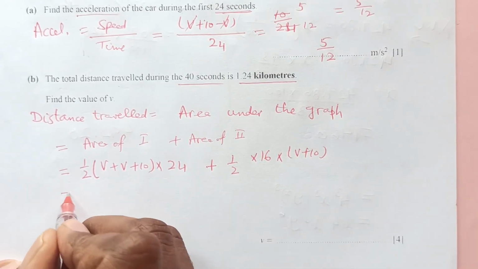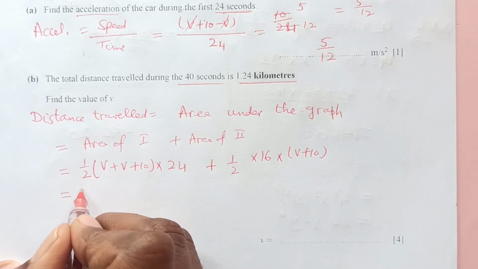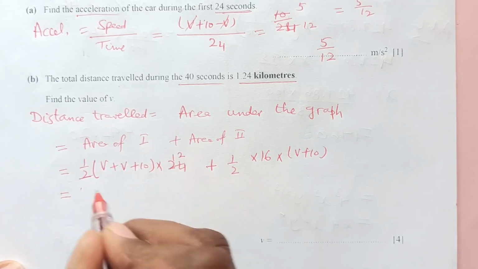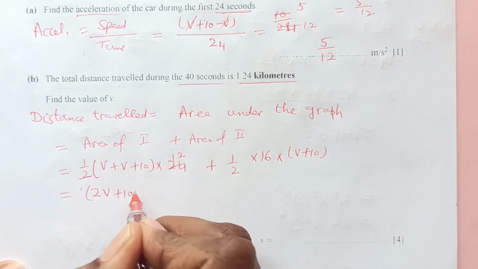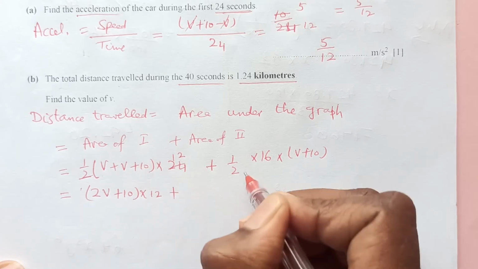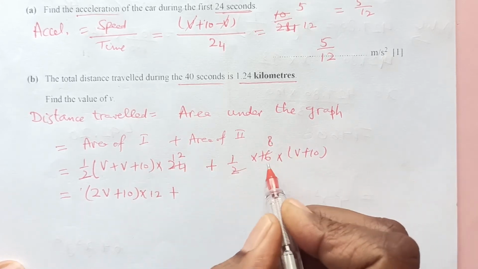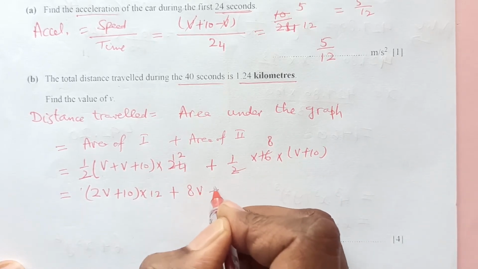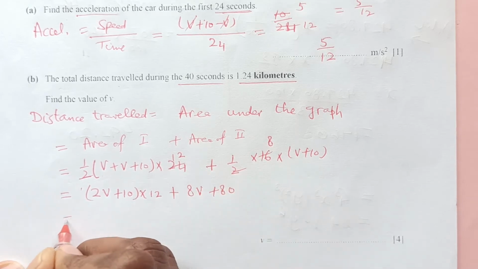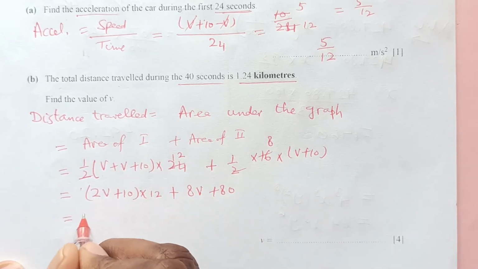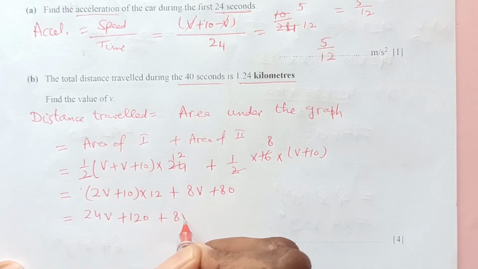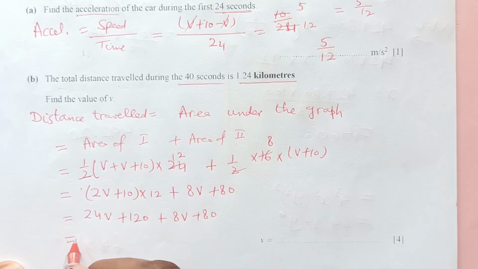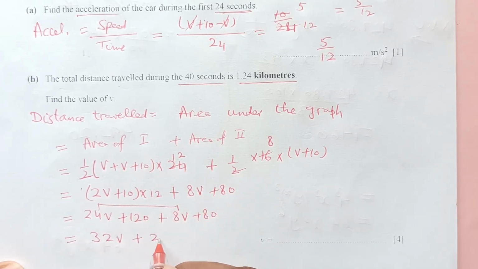So let's calculate this one. We can do this: 12 times 2v plus 10, and this is 2 times 8 times v plus 10. So if you open it, this is 8v plus 80, right? And the other can also be opened: 24v plus 120 plus 8v plus 80, right? 24 plus 8 is 32v plus 200.